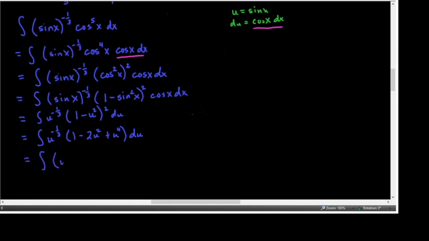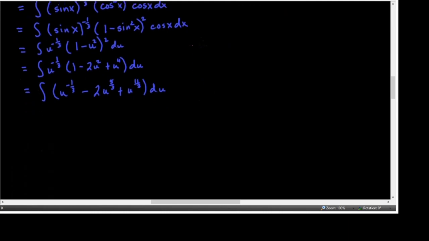So we need to distribute u to the negative 1/3 through that trinomial. So u to the negative 1/3 times 1 is u to the negative 1/3, minus 2 times u to the 6/3 plus negative 1/3 is 5/3, plus u to the 11/3 du.